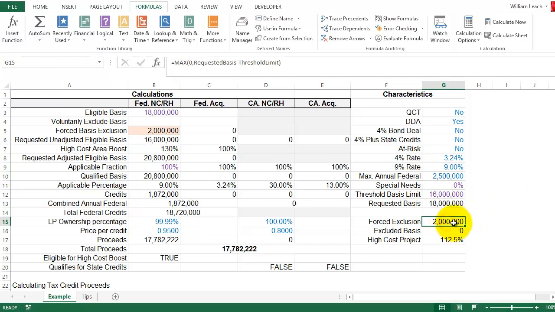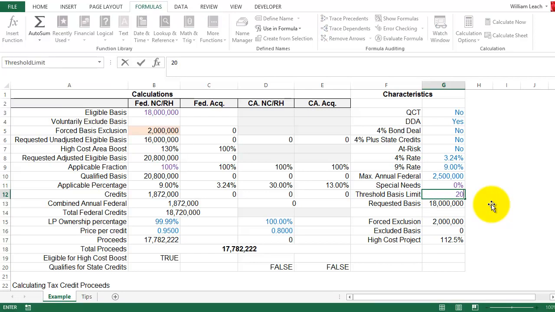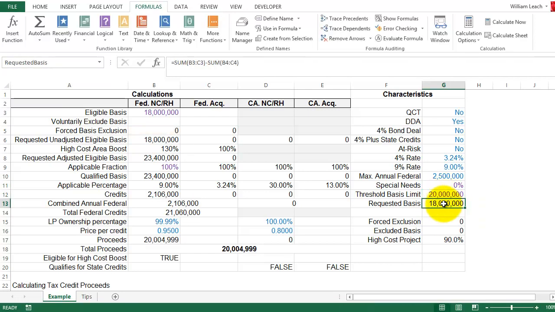Okay, so this cell, how do you calculate it? Well, you say, what's my request minus what's my limit? $2 million. Therefore, you better exclude $2 million. Now, in the other direction, let's say we had an adequate amount of the threshold basis limits. Let's say we had 20 million again. In this case, 18 minus 20 is negative $2 million.